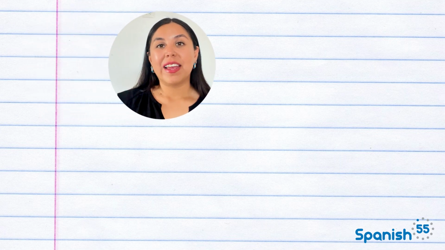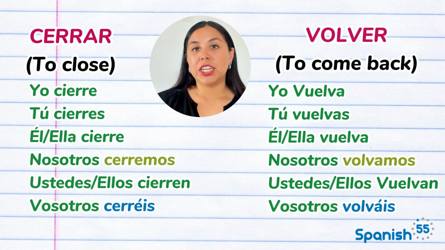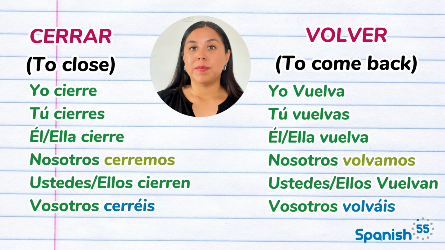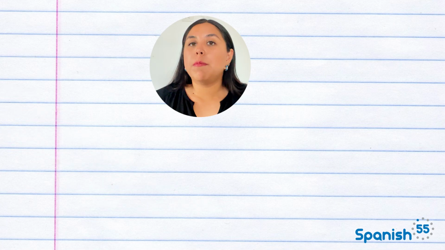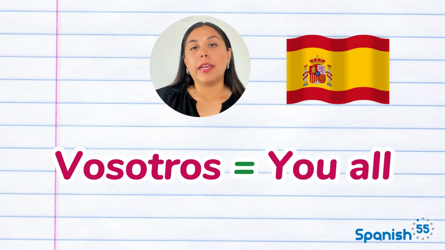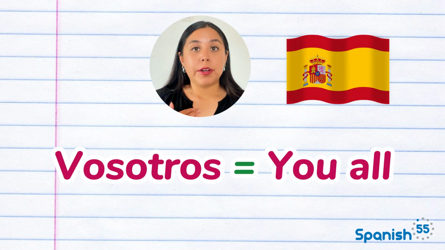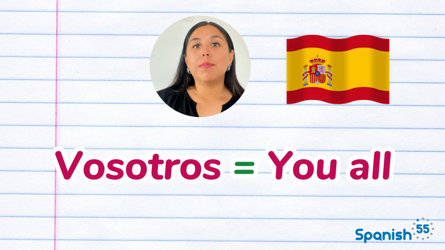In AR and ER verbs, these stem changes are present in all forms except the nosotros and vosotros form. Remember, in Spain, vosotros is used to refer to the second person plural, something like you all in English. In Latin American countries, we don't use it, but it's important and helpful information to know.